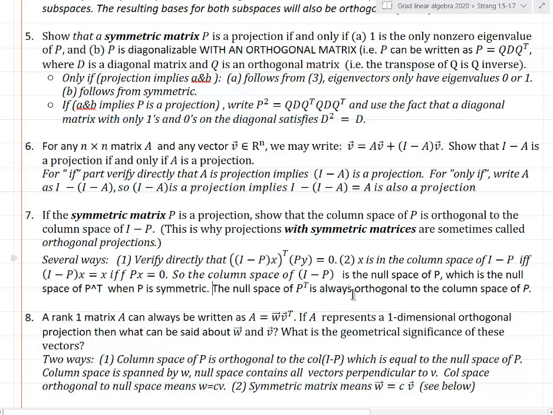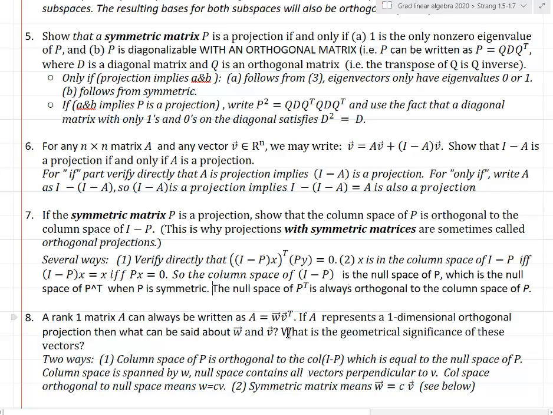All right, part 8. A rank 1 matrix A can always be written as A equals W times V transpose. This W is a column vector, V transpose is a row vector. If A represents a one-dimensional orthogonal projection, then what can be said about V and W? What is the geometrical significance of these vectors? Here I say one-dimensional or rank 1, it's the same thing. One-dimensional just means the column space has one dimension. So what is the geometrical significance of these two vectors?